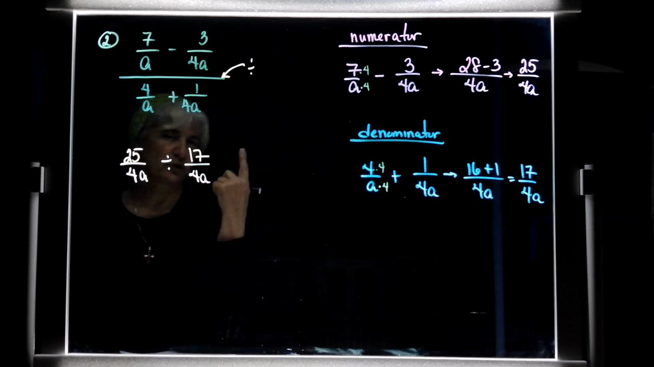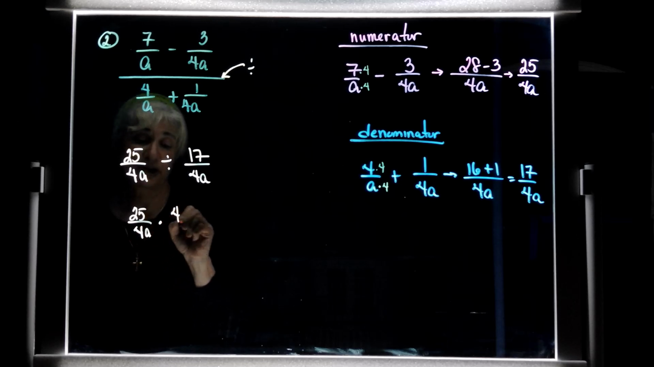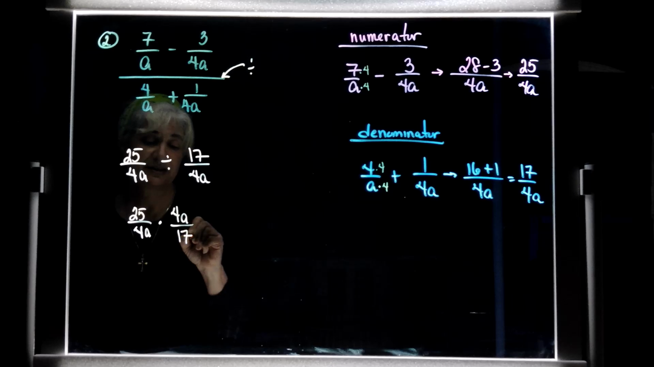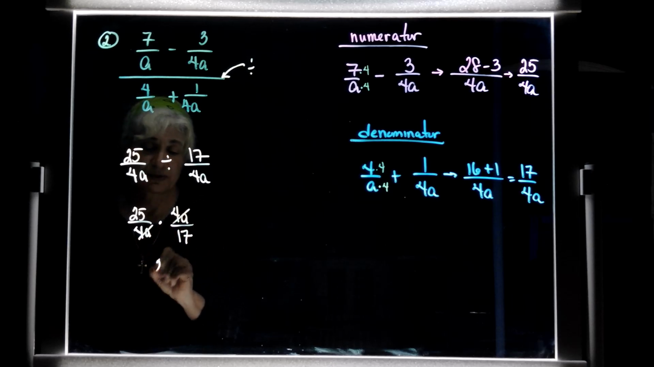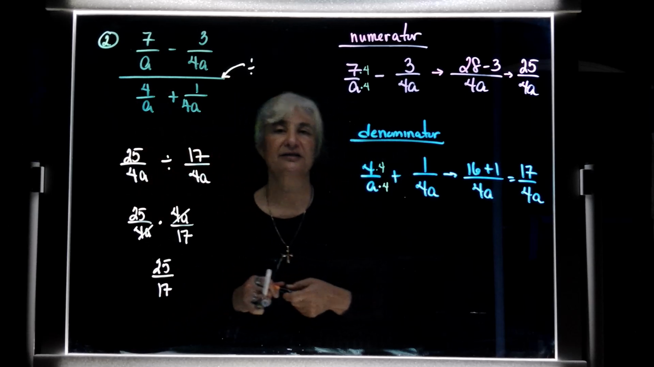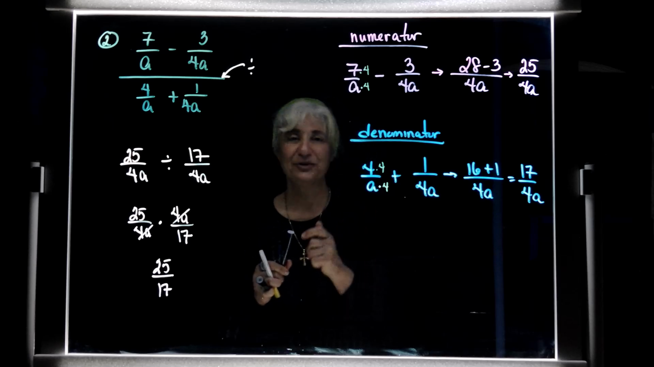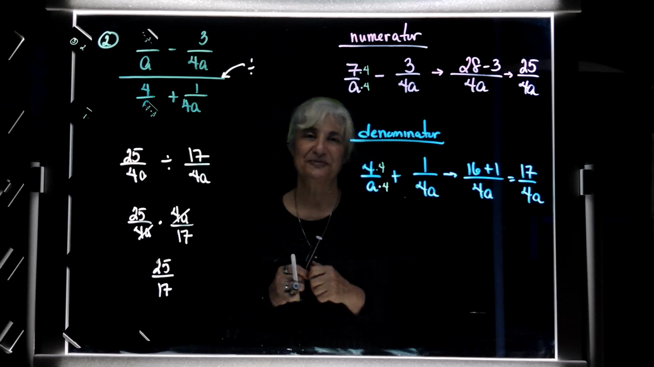Make it a multiplication problem. Tell me what you wrote. 25 over 4a times 4a over 17. You're like, the 4a's drop. I got 25 over 17. I can't reduce it. You're right, you can't. Final answer. Good? Lovely. Got another one coming your way, so stay tuned.